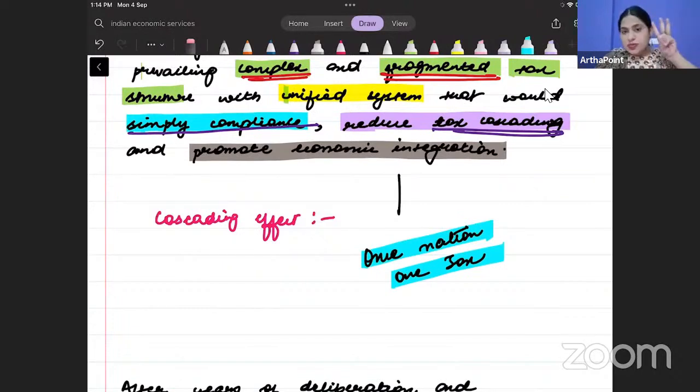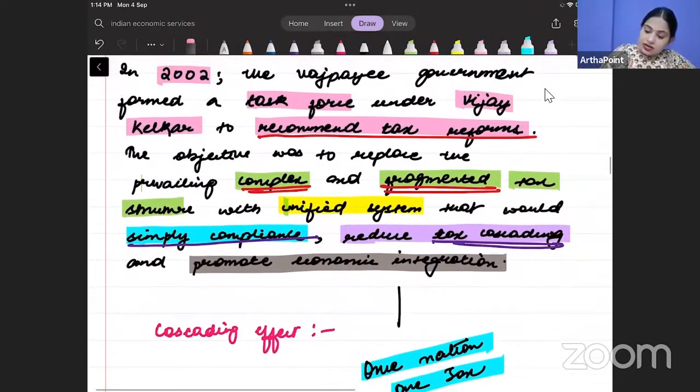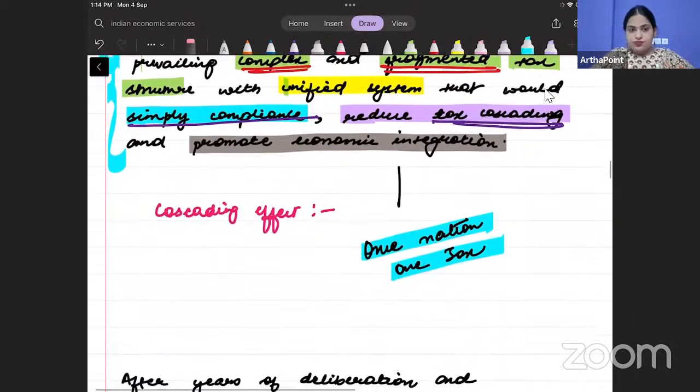So what are the three things we wanted to do? Simplify compliance. It should be easy to collect. It should be a simple technique. Reduce tax cascading and promote economic integration. ये तीन aim थे, main aim, Kelkar committee के. So these were the three main aims of the Kelkar committee, created in 2002.